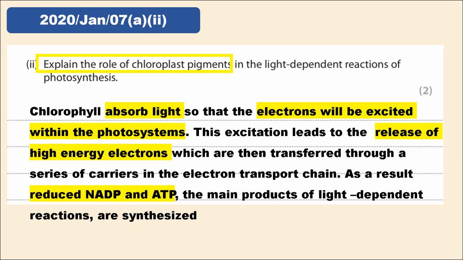As you will see when studying the light-dependent reactions, chlorophyll absorbs light so that the electrons will be excited within the photosystems, and this excitation leads to the release of high energy electrons which are then transferred through a series of carriers in the electron transport chain. As a result, reduced NADP and ATP, the main products of light-dependent reactions, are synthesized. Don't worry if you are not familiar with light-dependent reactions yet. I will go over this question again under the biochemical reactions of photosynthesis.